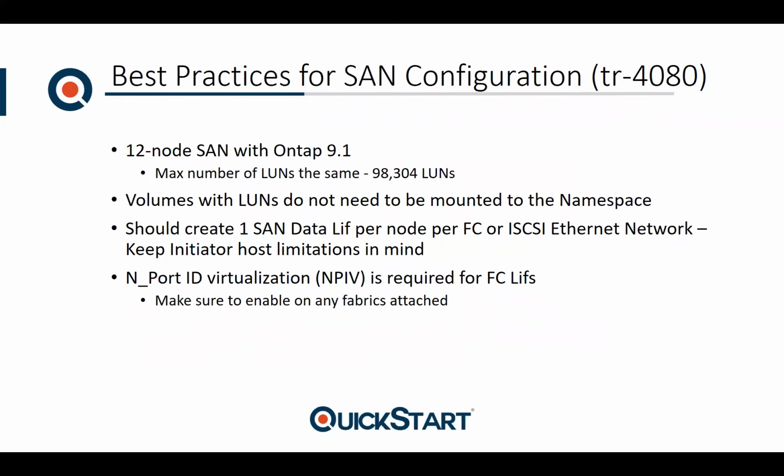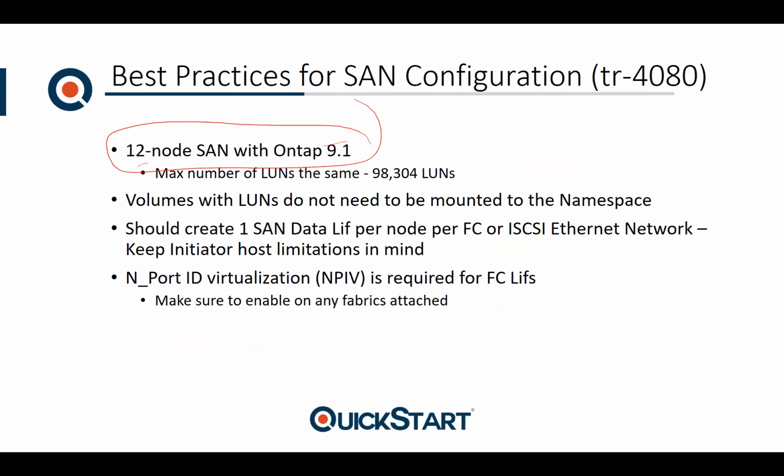But the good news is, since ONTAP 9.1, we now support 12 nodes for SAN. Woo! Right? The maximum number of nodes in our cluster is still at 24. That's if we're supporting NAS. But the number of nodes that we can support if we're using SAN has increased over time, right? Since cDOT first came out in 8.0 or whatever, we've gone from 6 to 8, 10, 12 now. So it's obviously somewhat of a moving target.